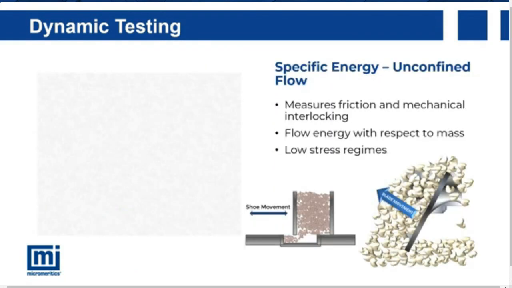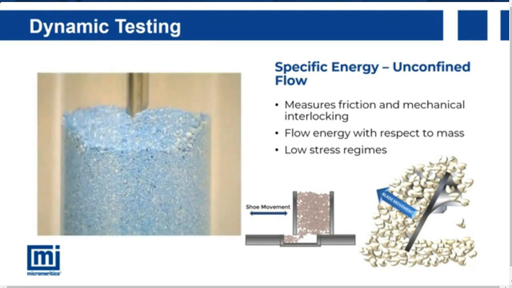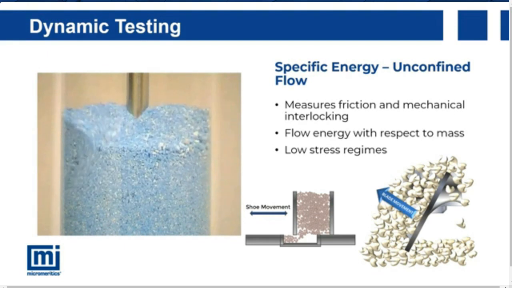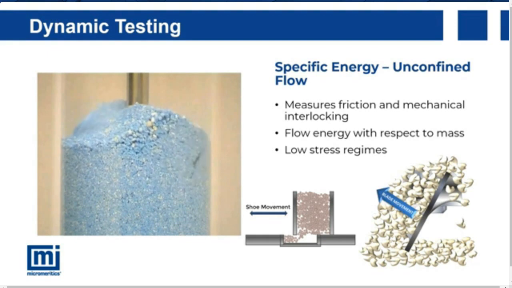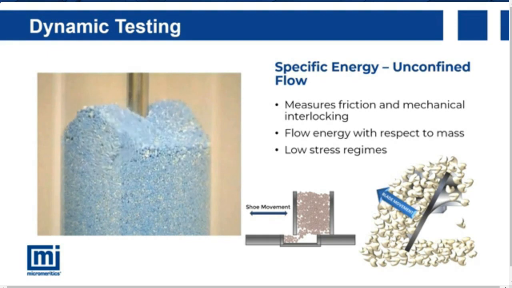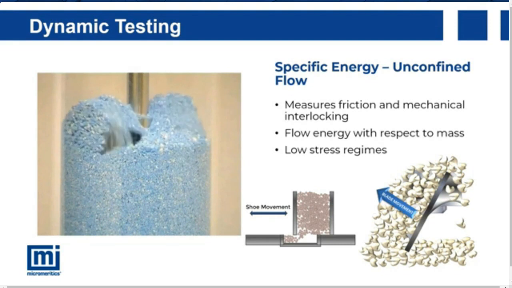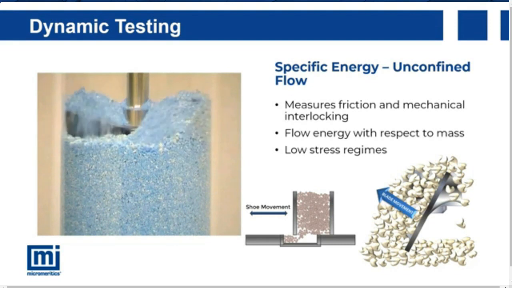By contrast, for unconfined conditions, such as those found in pouring and filling applications, we can instead turn to the specific energy, or SE. This is a measurement of the particle's propensity for mechanical interlocking and friction, with high SE powders being able to form complex structures which lead to intermittent flow and the high likelihood of trapped air in the powder bed. In this video, we can see the intermittent flow of this detergent powder over the rear edge of the blade as it is withdrawn from the powder sample.